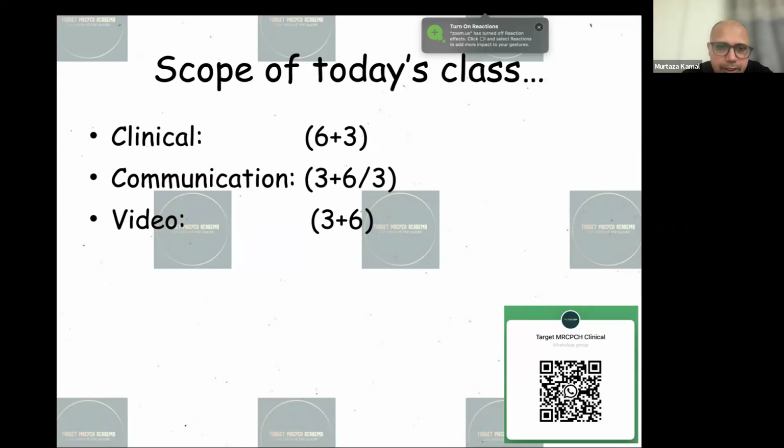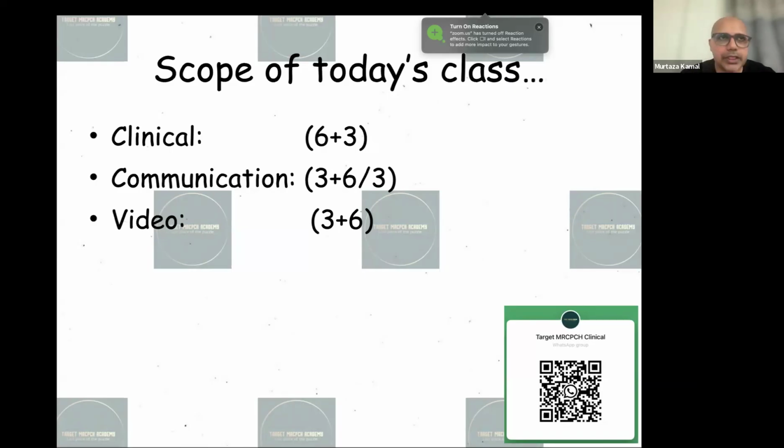In the communication station, we have 3 minutes outside, in which we are given a stem. We have to read that stem. When we enter inside, we have 6 minutes plus 3 minutes, in which we will be discussing for the initial 6 minutes. After 6 minutes, a bell goes, and in the last 3 minutes, we will be summarizing. So the communication will be 3 minutes outside and 6 plus 3, that is 9 minutes, inside.